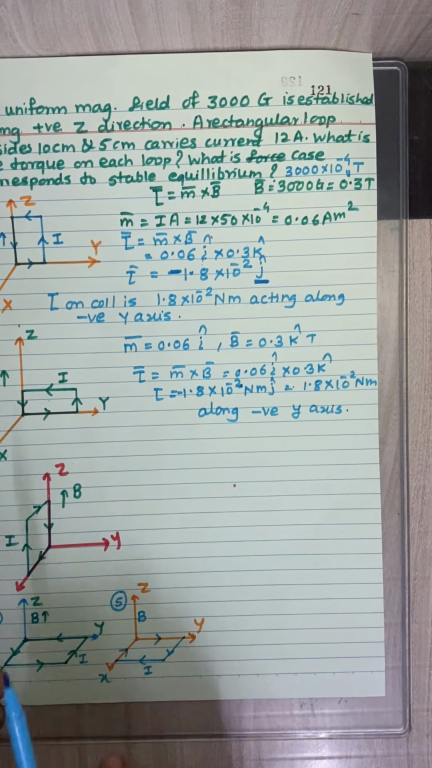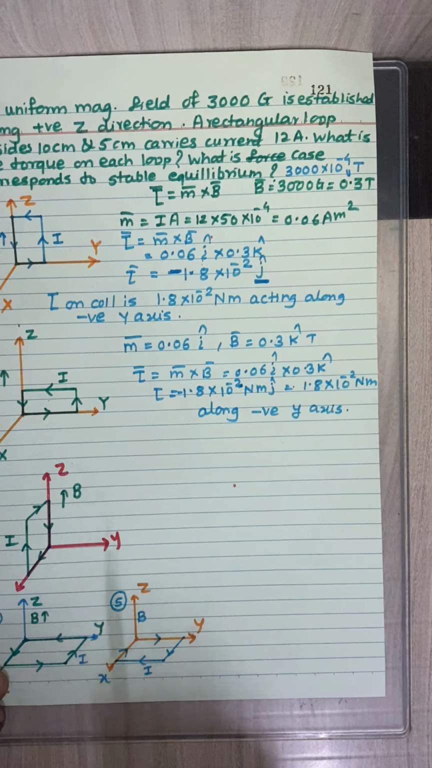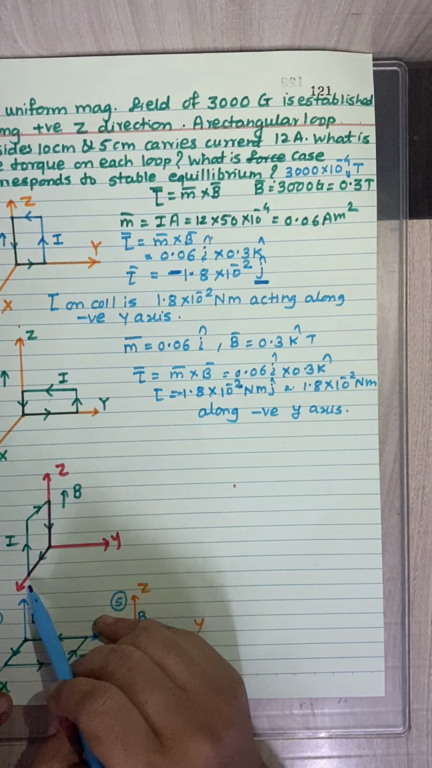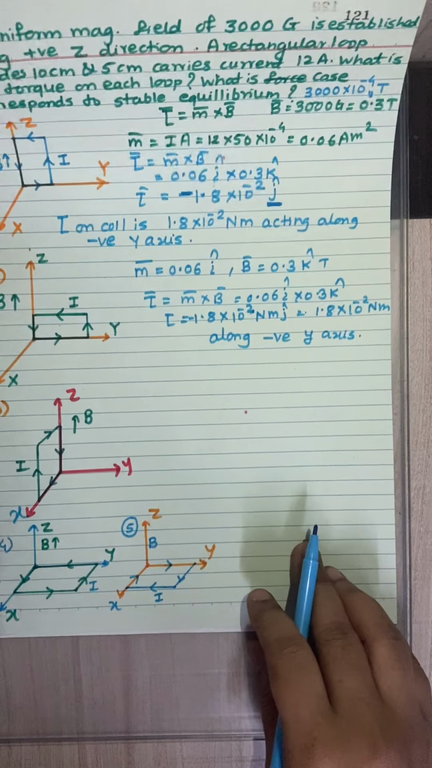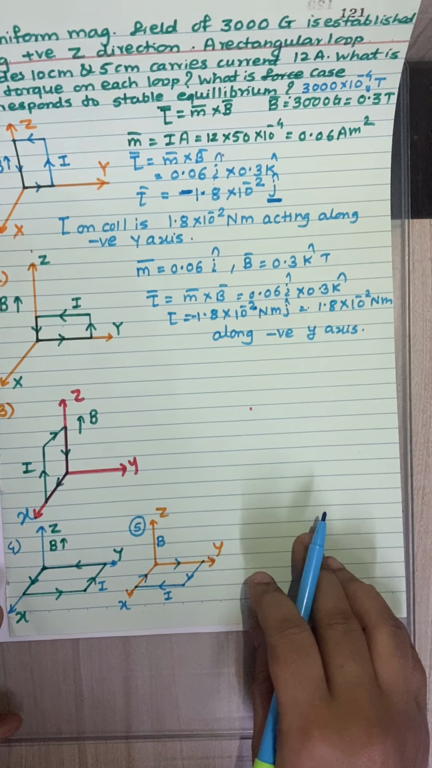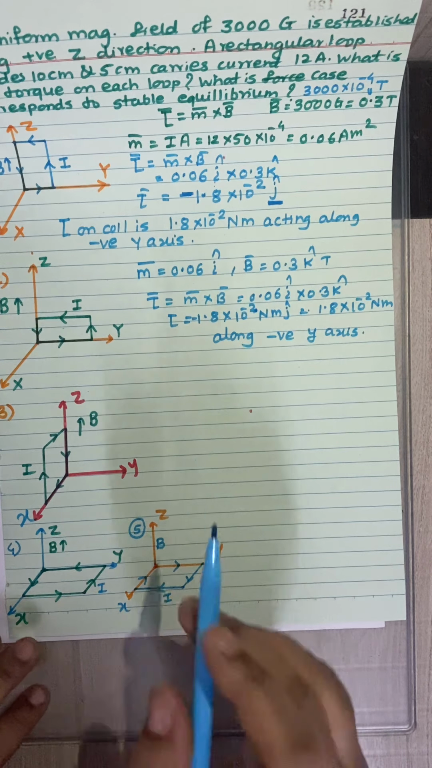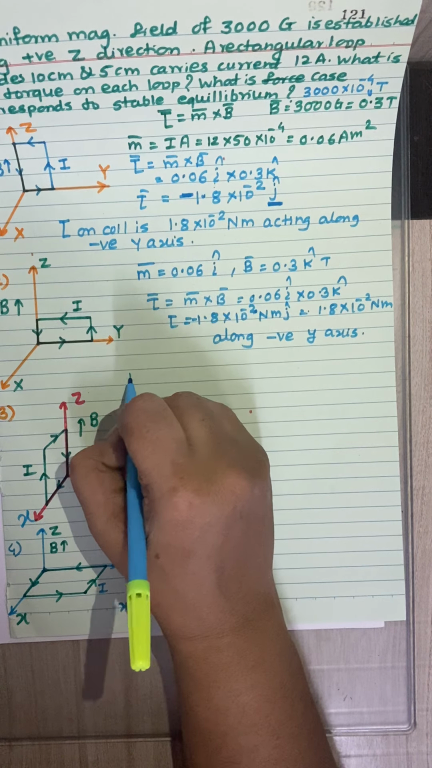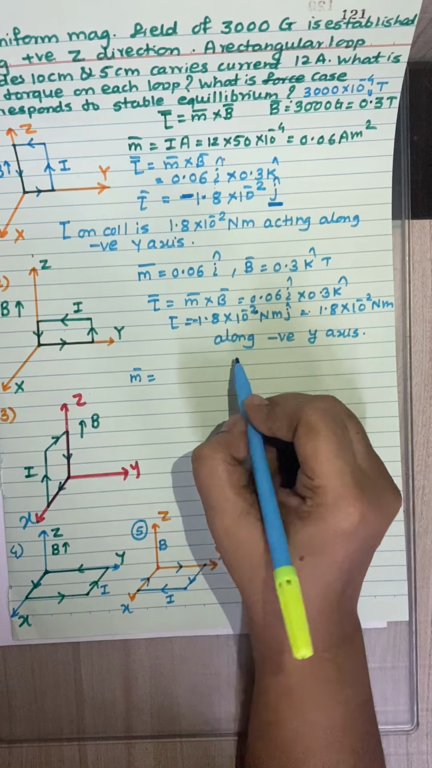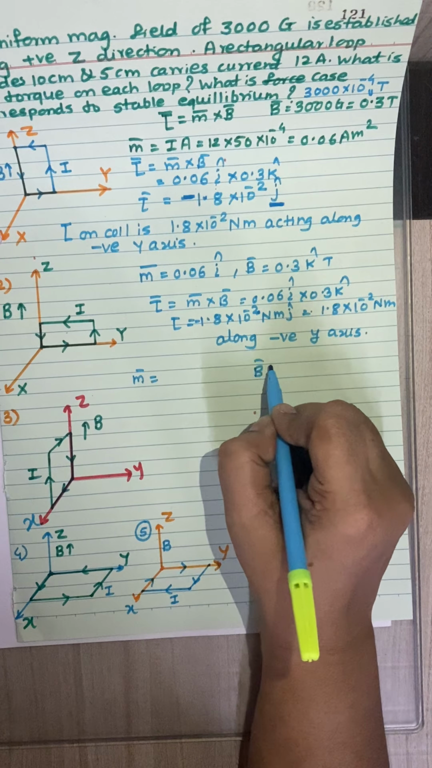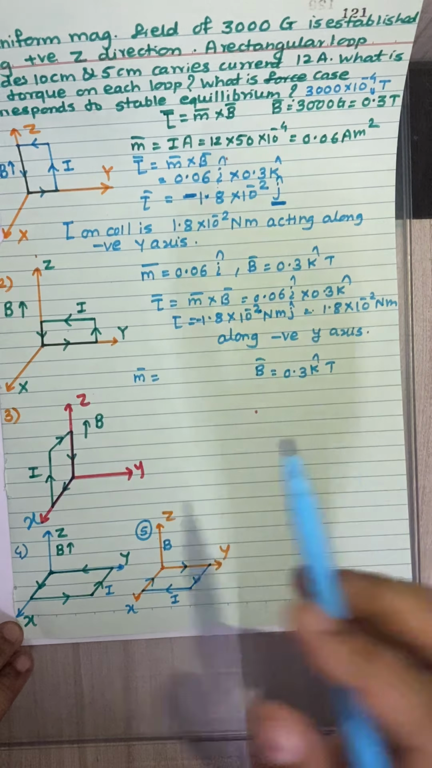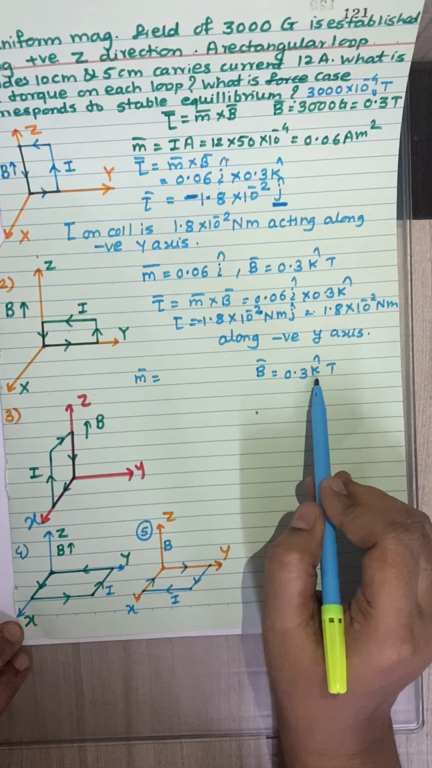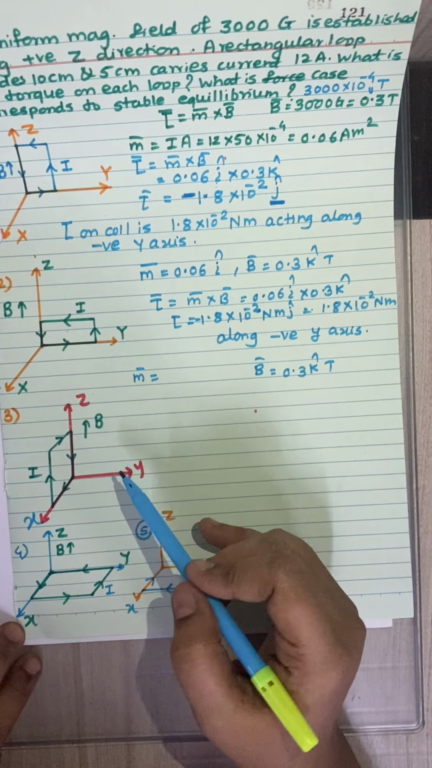Now we will consider the third case. Now the coil is not in the yz plane, the coil is along the zx plane. We are going to find the direction and magnitude of the torque. For this, once again, B has the same value, 0.3 k cap, because the direction of the magnetic field is fixed. So 0.3 along the z-axis, k cap Tesla. And we are going to find the torque.